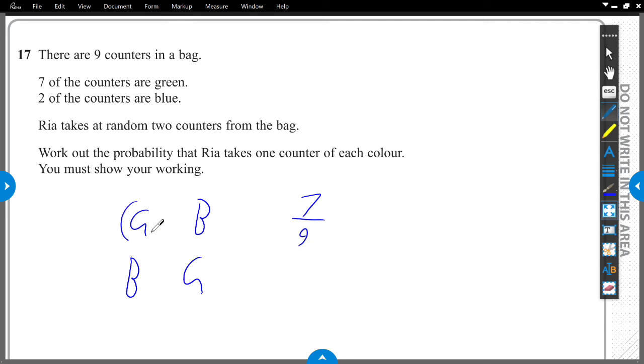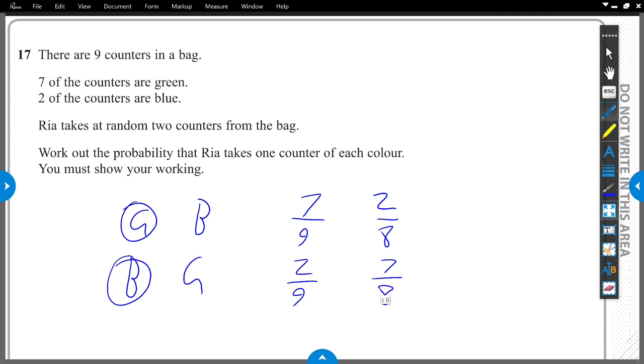But once we've picked a green counter, there's one less counter. There's only 8 counters now. So the blue counters, that's actually 2 out of 8. The blue counters, to begin with, that's 2 out of 9. And again, because we've already picked a counter, we're going to have one less counter here. So that one's going to be 7 out of 8.